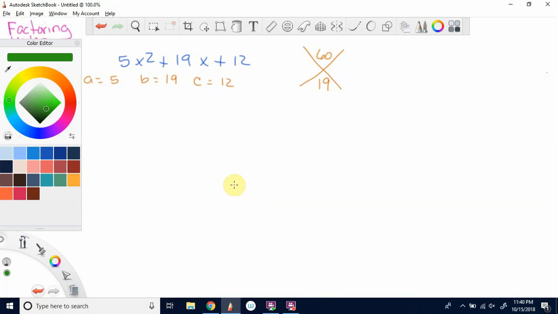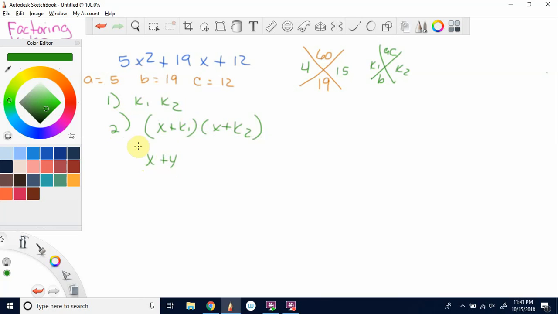So, California method. Step 1. We're going to put it in standard form, identify A, B, and C, make our little box chart. It's still going to be A, C, B, K1, K2. This is the same whether we use the grouping, box method, or California method. So we said K1 is 4 and K2 is 15. So that's step 1: you find K1 and K2. Step 2, you're going to do x plus K1 times x plus K2. So x plus 4 times x plus 15.